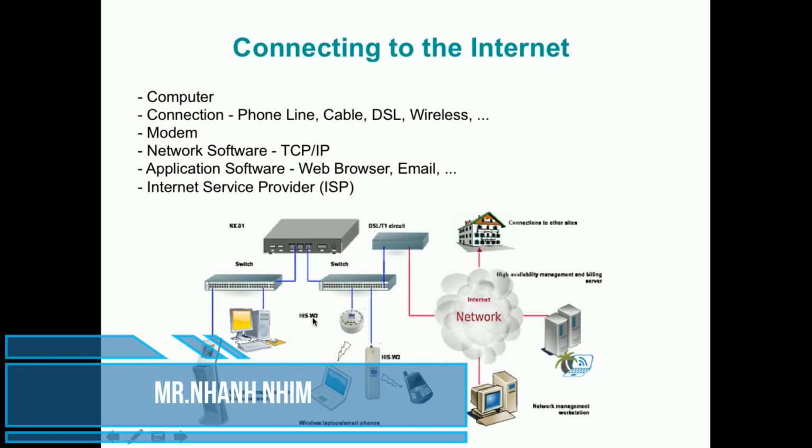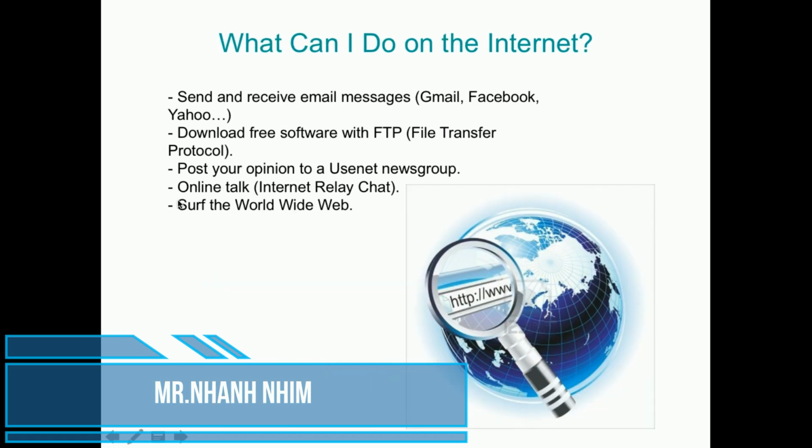Okay, this one I want to show you about connecting to the internet. The first one, you should have a computer and then a connection, phone line or cable, DSL or wireless, something like that, or a modem. Then we need to have network software, TCP/IP. One more is application software, a web browser or email or Gmail. One more is the ISP, which stands for internet service provider.